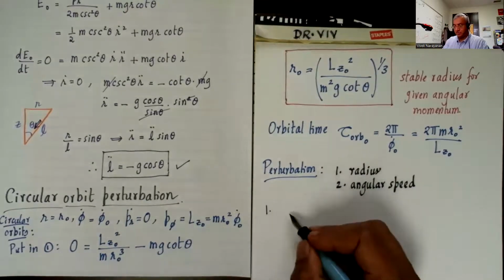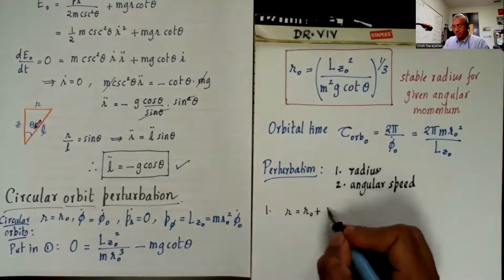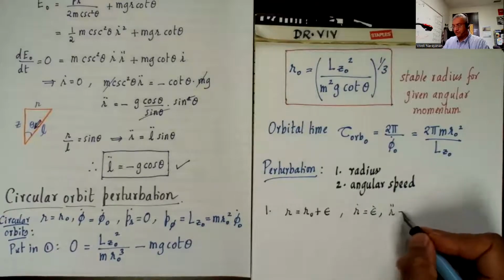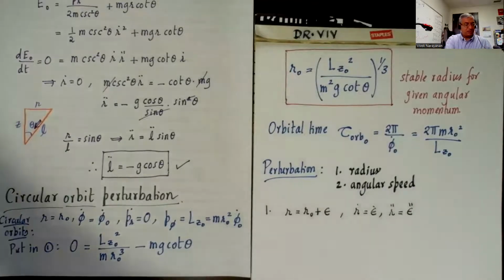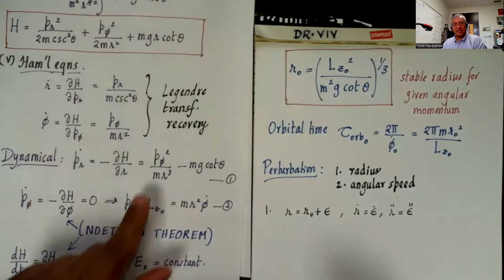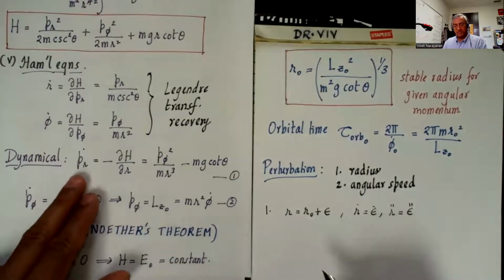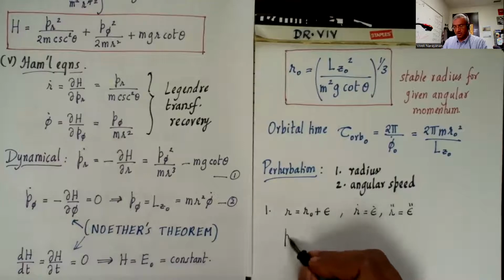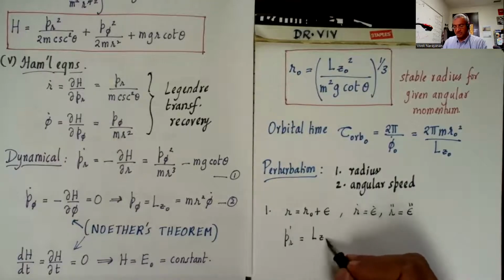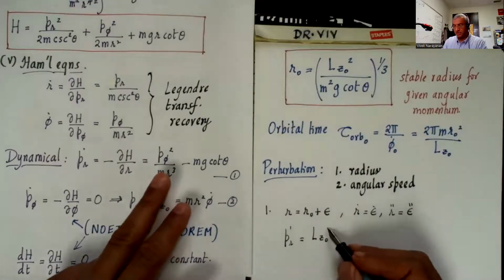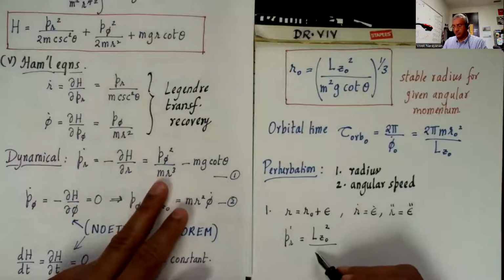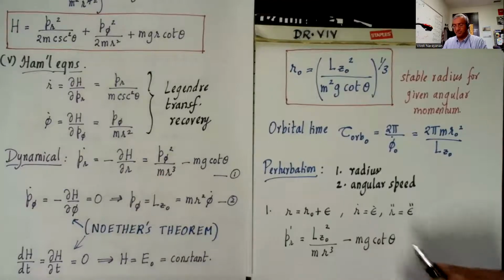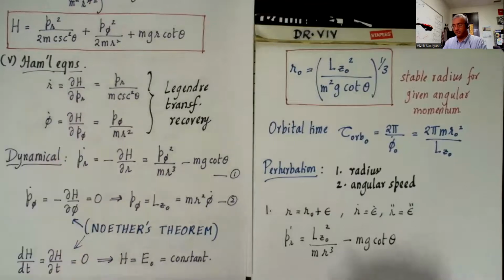Let me first do the radial perturbation. So r is now going to be r naught plus epsilon. You're nudging it a little bit. So r dot is going to be epsilon dot, and r double dot is going to be epsilon double dot. Well, no longer can you write the dynamical equation like that. You can't put P R dot equal to 0 anymore. So I'll write this as P R dot equals, I'll just copy it down. This is LZ naught squared, because P phi is still LZ naught, over m r cubed minus mg cot theta. I'm going to use a Legendre transformation to write P R in terms of r dot. So let me do that next.